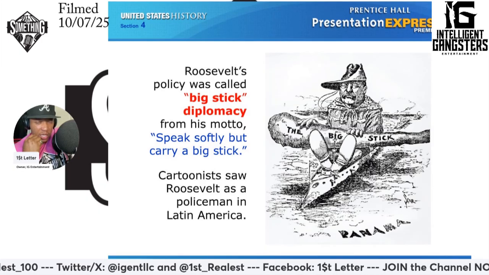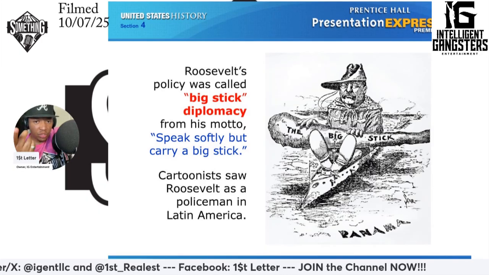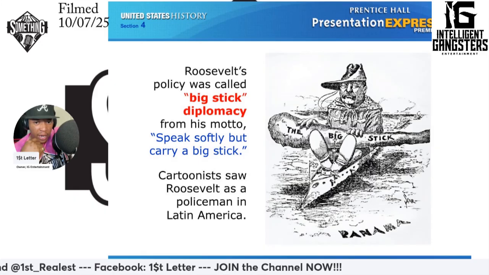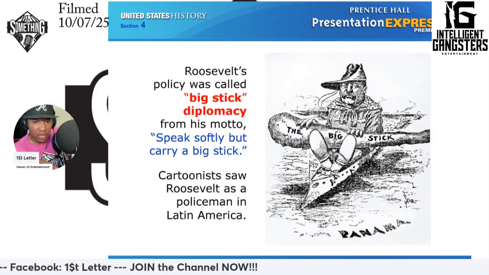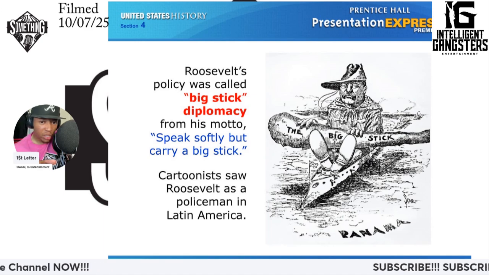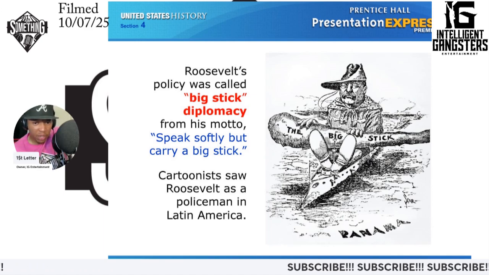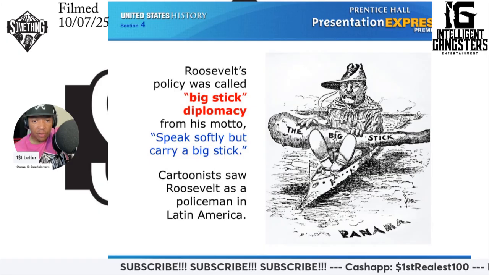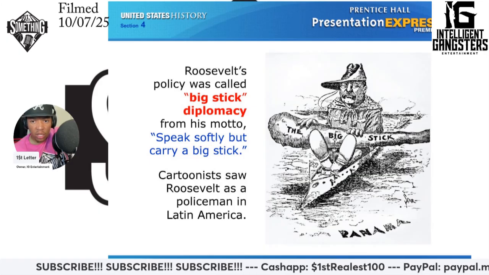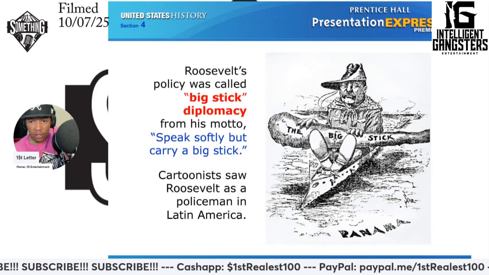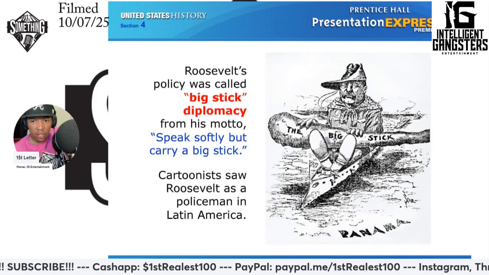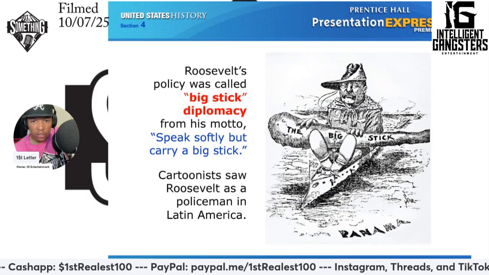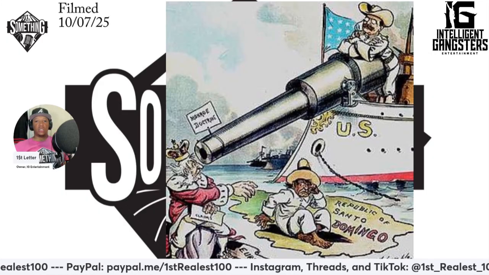Okay, so take a look at this cartoon here. You see Roosevelt there, and you see the big stick in hand. He's on a battleship, and he's going to Panama. We're going to talk more about that momentarily. Let's look at some other cartoons that I got for you here. That'll bring this to life for you. Let's go right here. This is a good one.